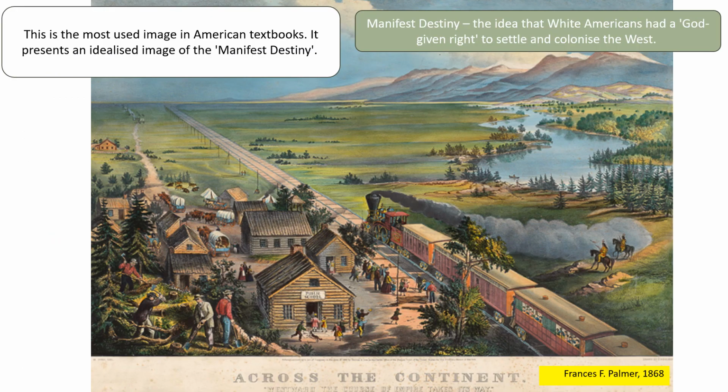Now, this is a really famous image from Francis Palmer, which was made in 1868. It's the most used image in American textbooks, and it presents an idealized image of the idea of manifest destiny, which was the idea that white Americans had a God-given right to settle and colonize the West.